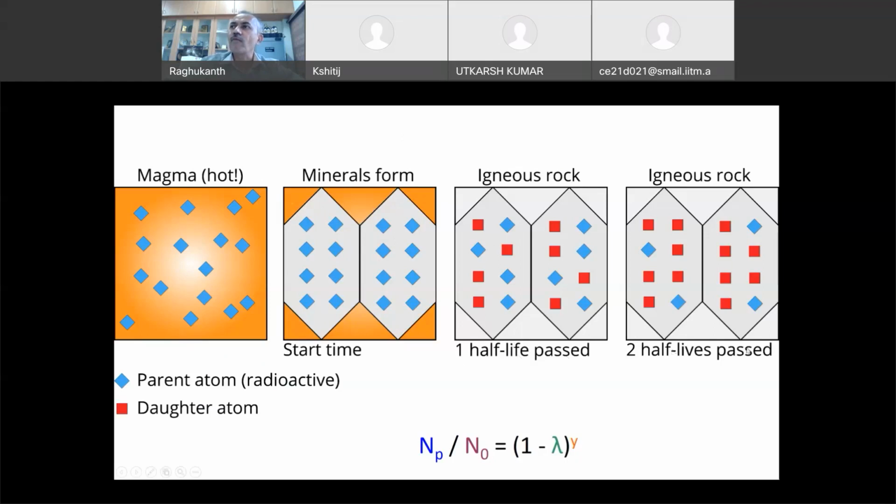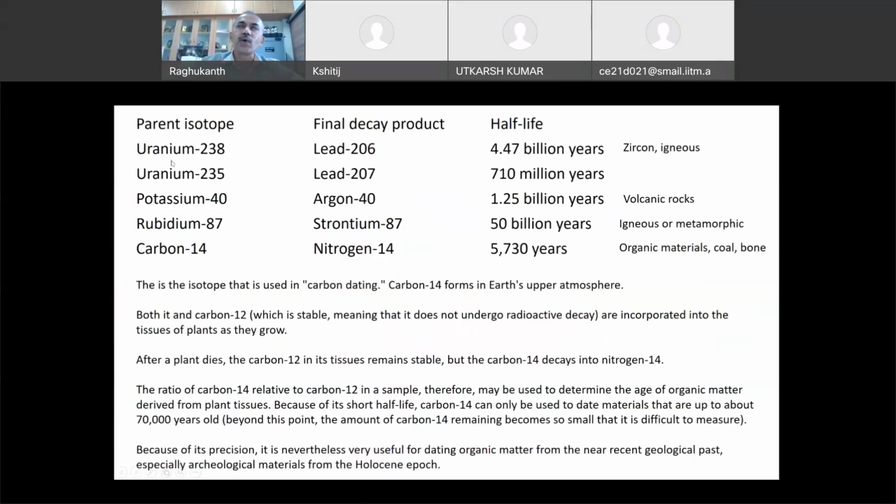Okay, then two half-lives is there. So they follow this type of exponential law, and this is very well established. So like uranium, as I showed you last class, finally everything comes down to lead only. Okay, but the one half-life of uranium-238, for half of it to decay, takes 4.47 billion years. Then uranium-235 is 710 million years. Then potassium is 1.25 billion, rubidium 50 billion. Then carbon 14, where carbon 12 is stable, but carbon 14 is not stable. And finally it converts into nitrogen 14. Its half-life is 5,730 years.